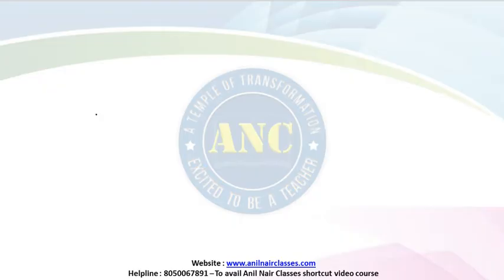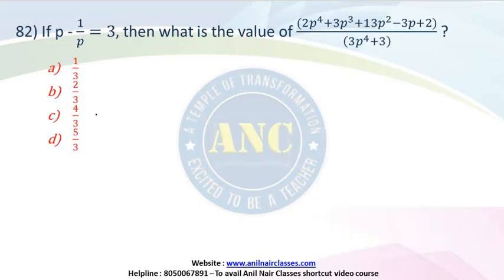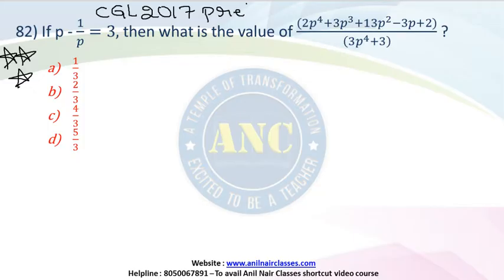Question number 82. Very beautiful question. Extremely important variety of question. This is your examination question, CGL 2017 prelims question. The same question I have taken with a change in variable. That's all. Nothing else. p minus 1 by p is equal to 3. That is the given question.